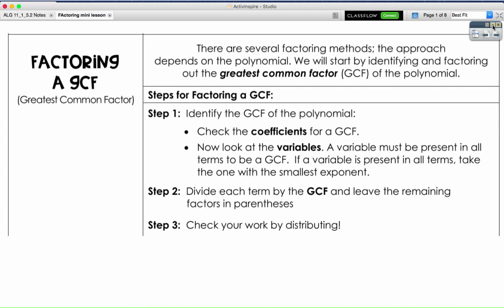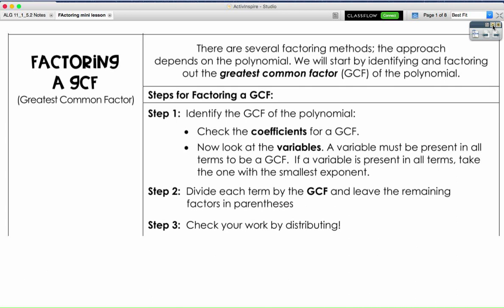But there are so many different types of factoring that we need to get a solid foundation of how to factor before we even start applying it to finding the x-intercepts. So the first kind of factoring is just factoring out a GCF, the greatest common factor. There are several factoring methods. The approach depends on the polynomial. We'll start with identifying and factoring out the greatest common factor of that polynomial.